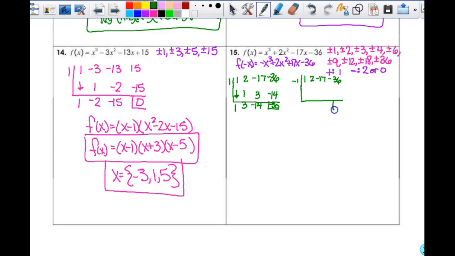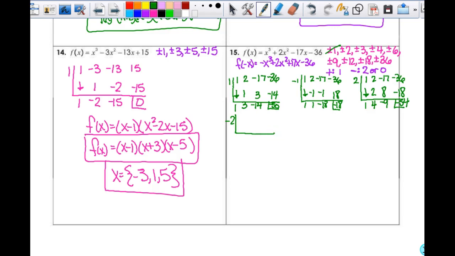I think I just did the same thing, but all right, so this is 1, negative 1, 1, negative 1, negative 18, 18, negative 18. So either one of those work. So I'm going to move on to 2. So 2 is going to go into 1, 2, negative 17, negative 36. 1, 2, 4, 8, negative 9, negative 18. So that's going to be 40, negative 54. So that one doesn't work. So move on to negative 2.